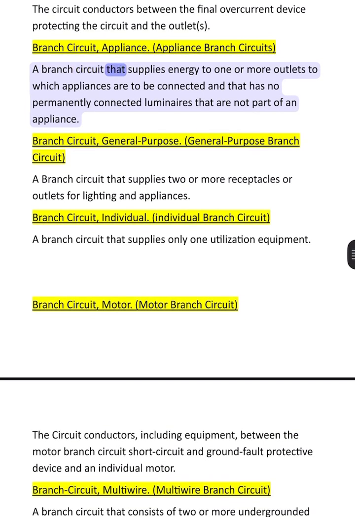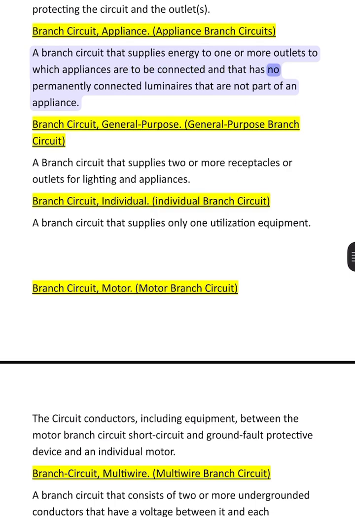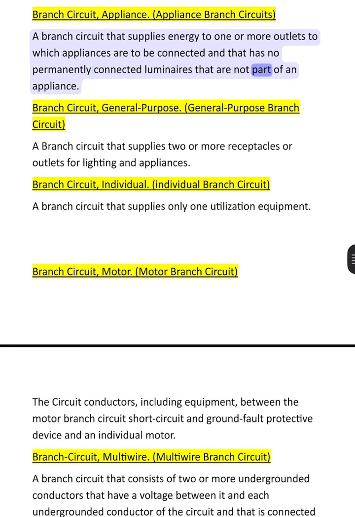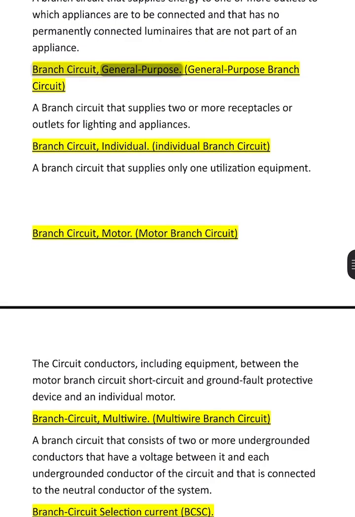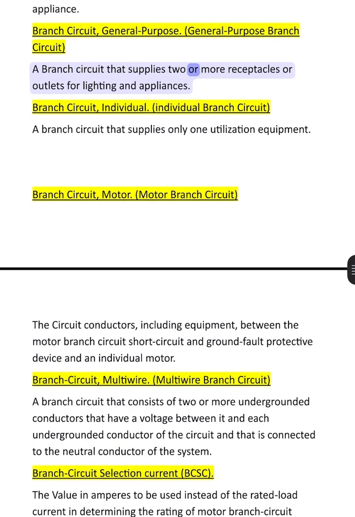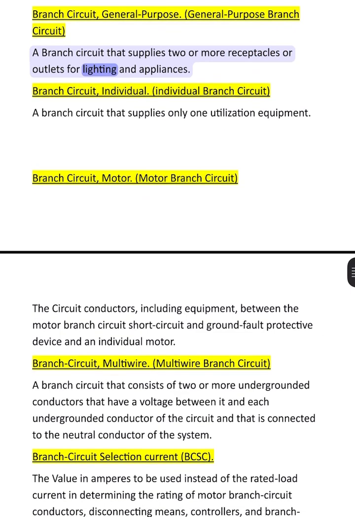A branch circuit that supplies energy to one or more outlets to which appliances are to be connected and that has no permanently connected luminaires that are not part of an appliance. Branch circuit, general purpose branch circuit. A branch circuit that supplies two or more receptacles or outlets for lighting and appliances.